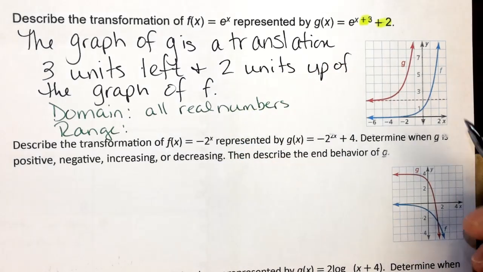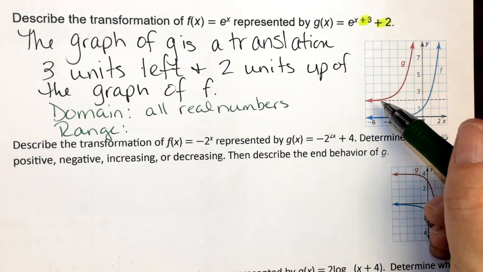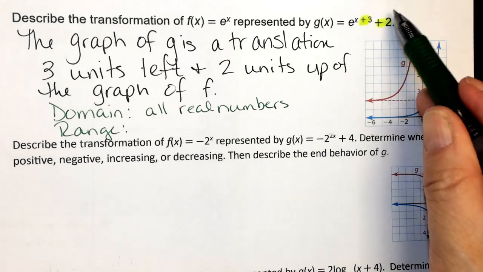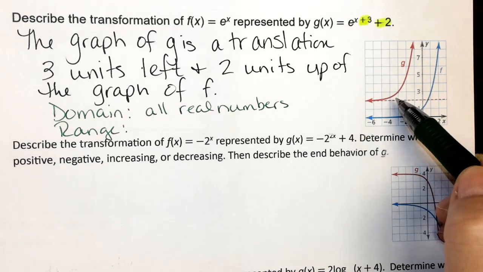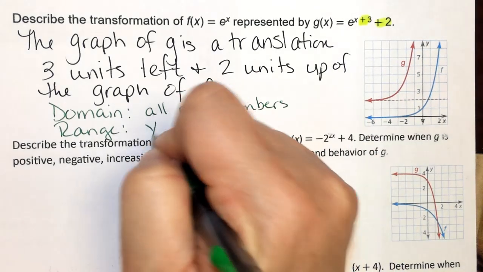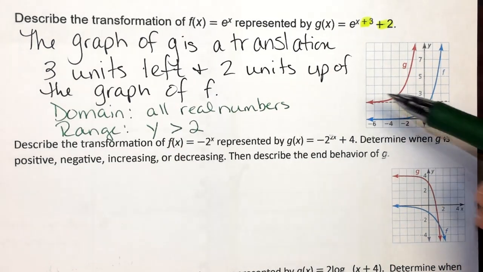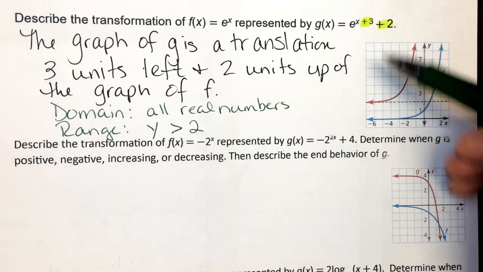So the only one you have to worry about is your y, and you just have to worry about that asymptote. So in this case, our asymptote is at the 2, which is what you have here. Remember, this affects your asymptote. So it was translated up 2 units, so our range is y is greater than 2. All right, because our range is everything above where y equals 2.